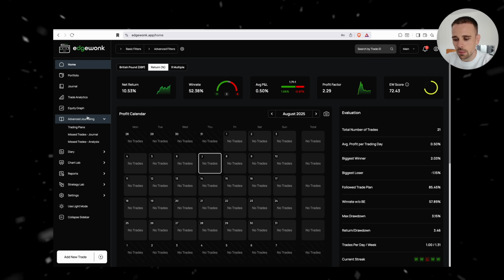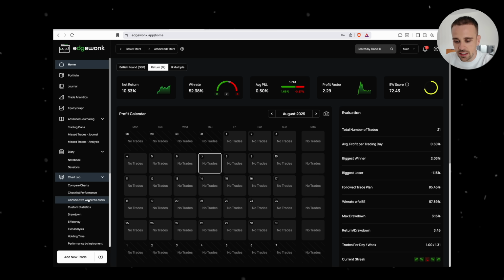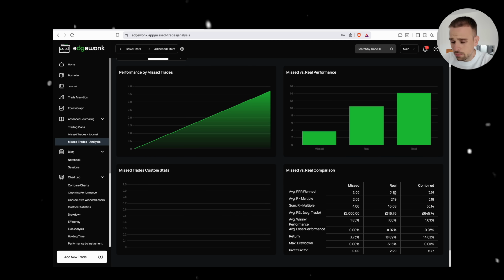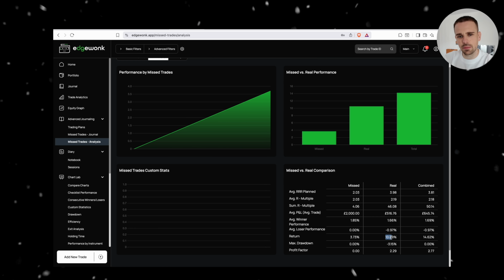Where the real meat and potatoes are is in all these different sections here. The missed trades, for example, is a great one. So straight away, I can go to missed trades analysis, and I've missed 2 trades in April, right? And I can see that in April, it gives me my missed trades, it gives me my real trades, and it gives me what I should be up on this account versus what I'm actually up and what I've left on the table. So I can go, okay, why did I miss them?